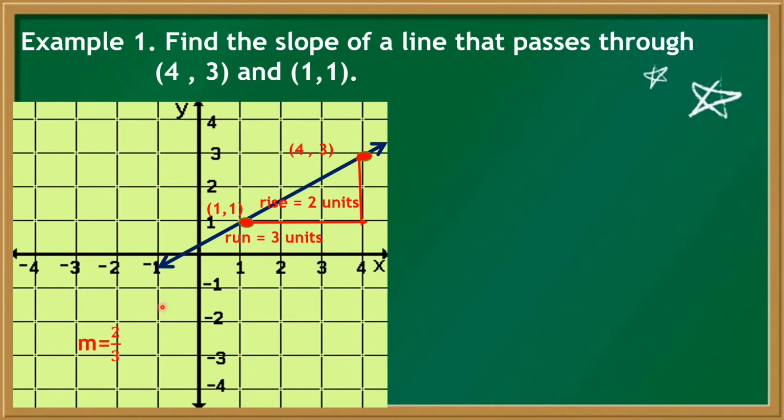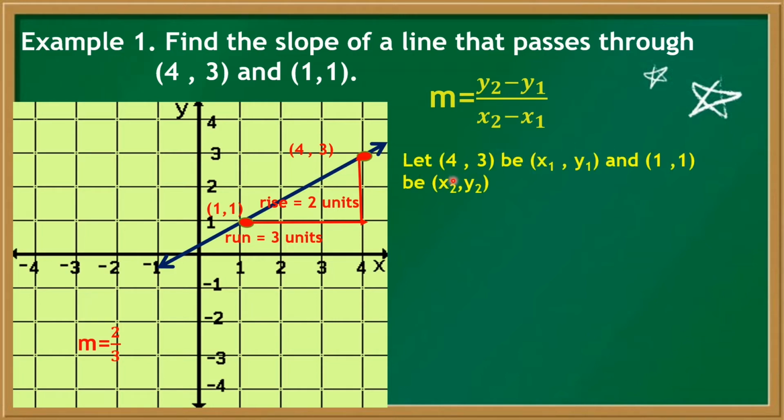The slope is equal to, rise is 2 and run is 3. The slope is equal to 2 over 3. Using the formula, m equals y sub 2 minus y sub 1 over x sub 2 minus x sub 1. Let 4, 3 be x sub 1, y sub 1, and 1, 1 be x sub 2, y sub 2.